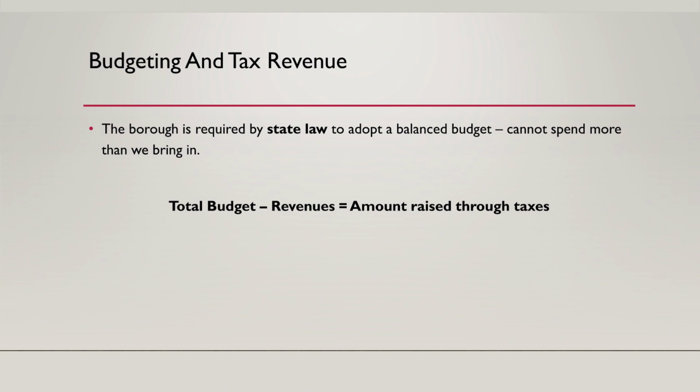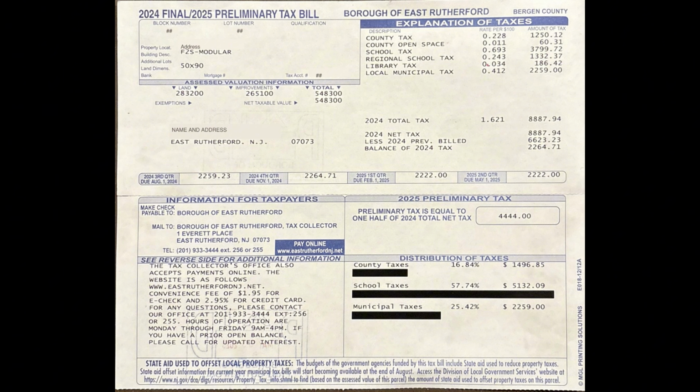Budgeting and tax revenue. The borough is required by state law to adopt a balanced budget, meaning we cannot spend more than we bring in. The difference between our anticipated revenues and the total budget is the amount that must be raised through property taxes. This is where you, the taxpayer, come in. Let's look at your tax bill and go section by section.